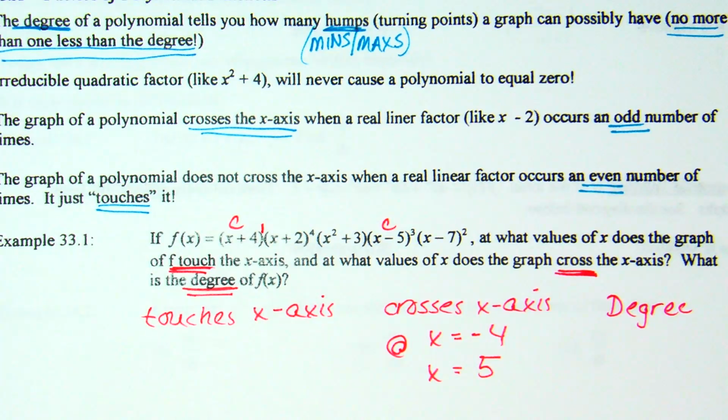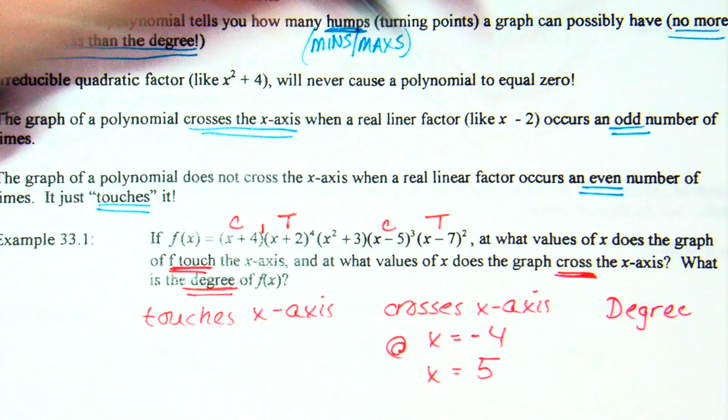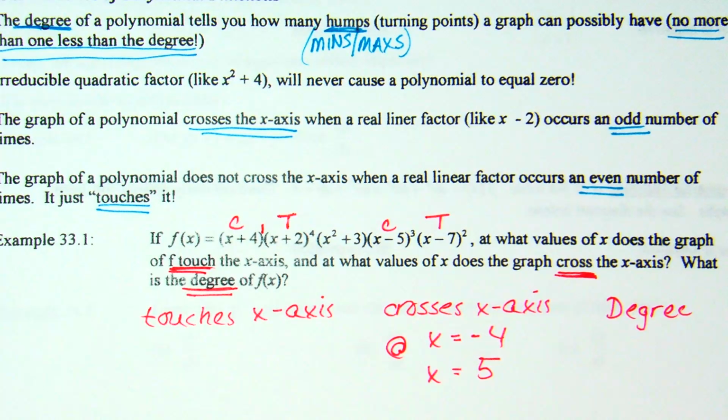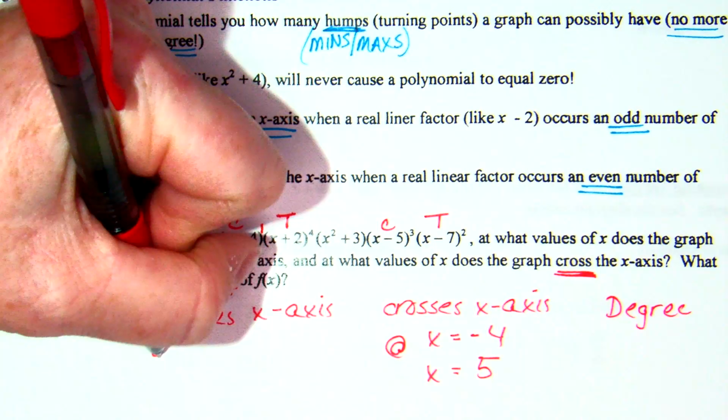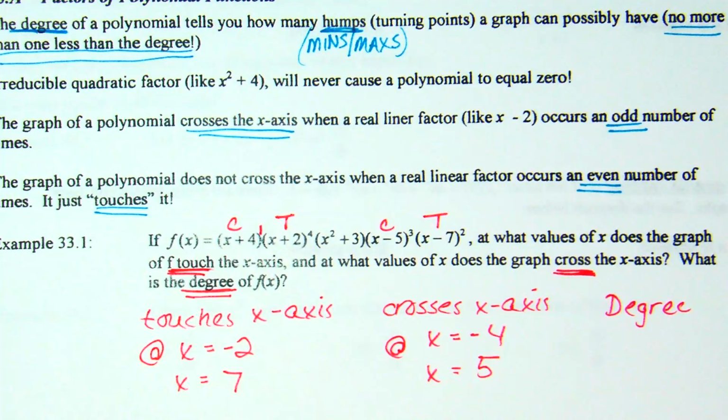So where am I going to touch the x-axis? He says -2 and 7. Does that make sense? X plus 2 is raised to an even power of 4. X minus 7 is raised to an even power of 2. So we're going to touch the x-axis at -2 and at 7.